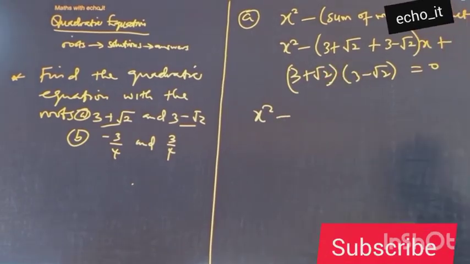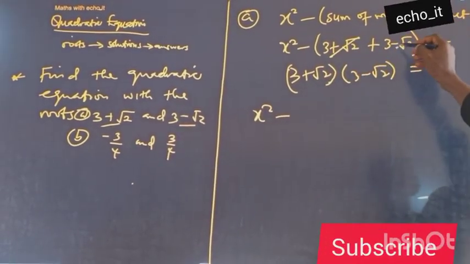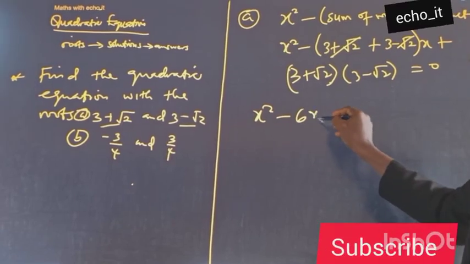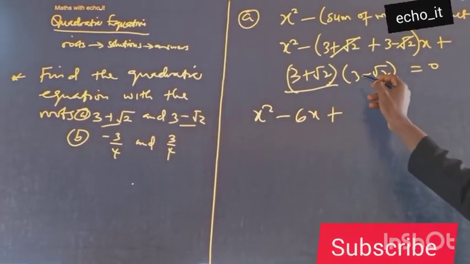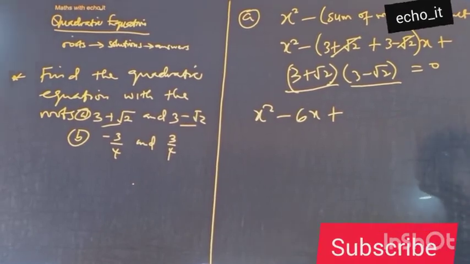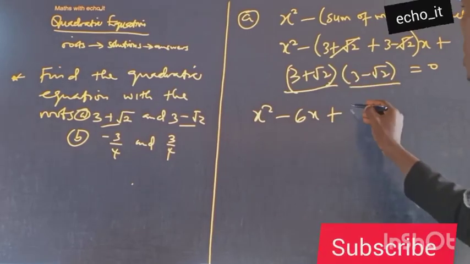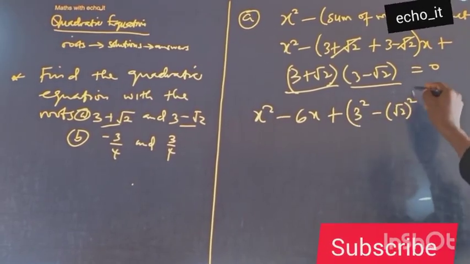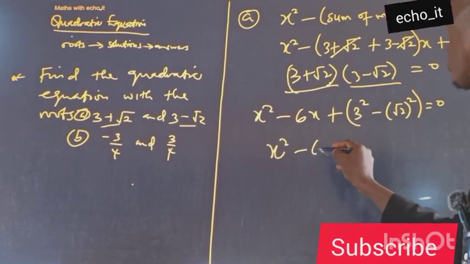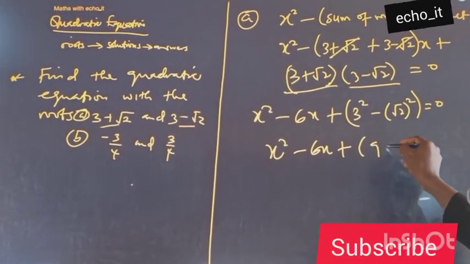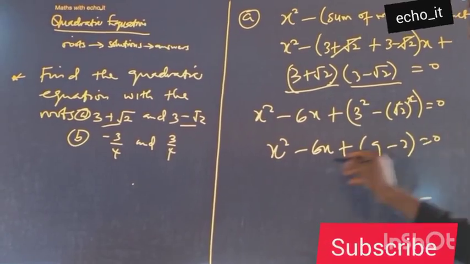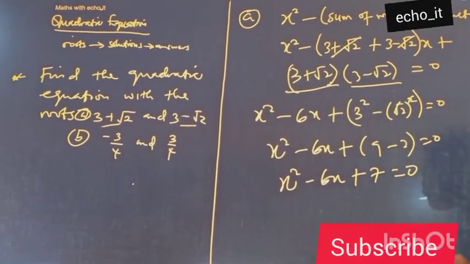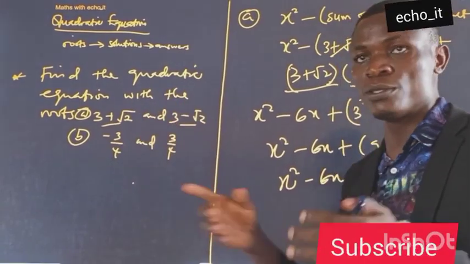For the sum of the roots, plus root 2 minus root 2 gives us 0. So we have 3 plus 3, which is 6, with the x. Now the product is simply a difference of two squares. So we have 3 times 3. If you expand this, you have 3 squared minus root 2 all squared, equal to 0. So the final answer will be x squared minus 6x plus 9 minus 2. So that is how you form a quadratic equation when you have the roots given.